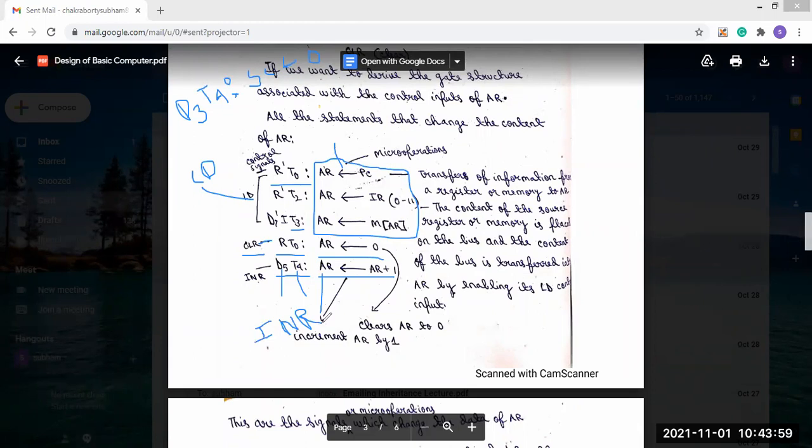So we have seen that these three types of operation are necessary in a register: for loading the register, for incrementing the register, and for clearing the register. These are the operations. Okay, clear? Did everyone understand? Yes, sir.